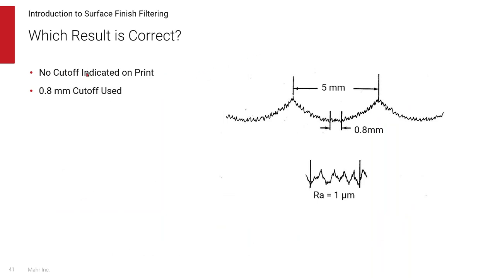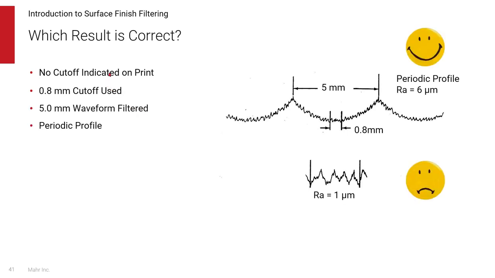So again, which one is correct? If there's no cutoff on the print, we use the standard 0.8 millimeter cutoff as the starting guideline for most measurements. We've used a 0.5 millimeter cutoff, the waviness was filtered out, and we've got the proper periodic profile, with an Ra providing a result of 6 microns.